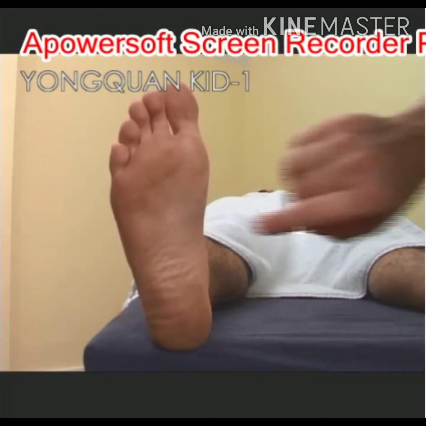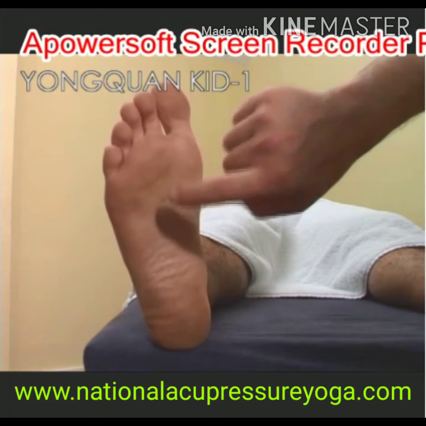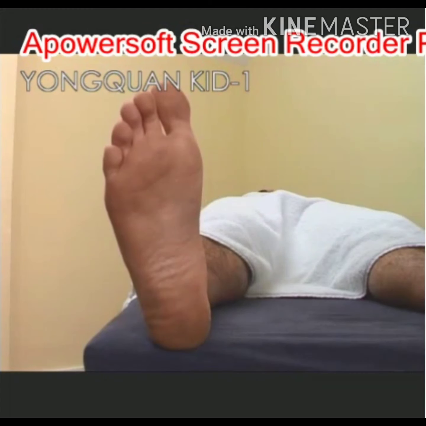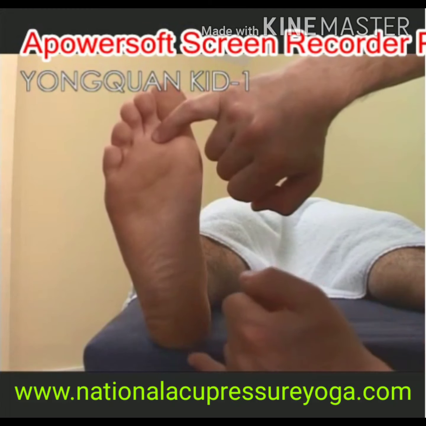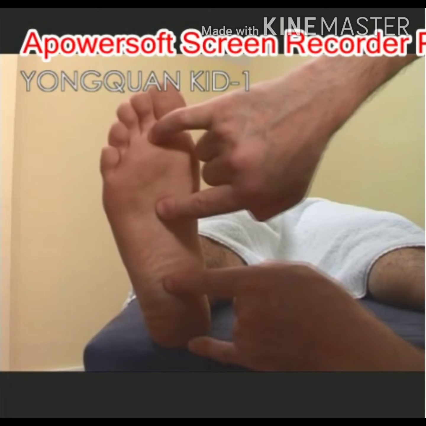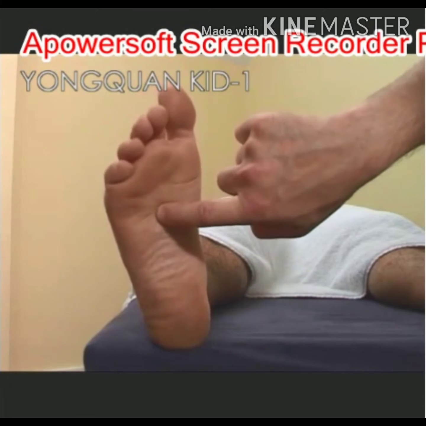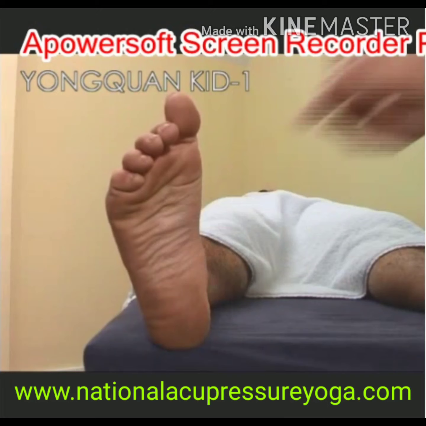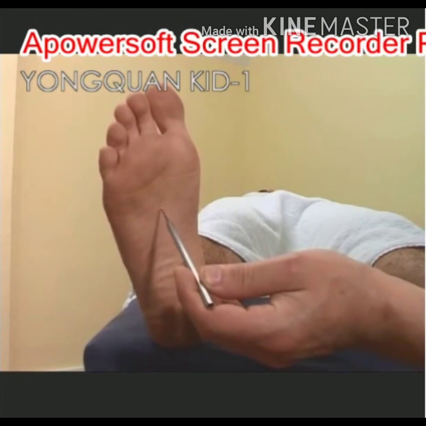Yongchuan, kidney 1, is located on the sole of the foot between the second and third metatarsal bones, approximately 1/3 of the distance between the base of the second toe and the heel, in a depression formed when the foot is plantar flexed. Perpendicular insertion, 0.5 to 1 cun.